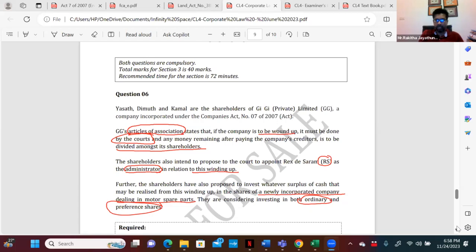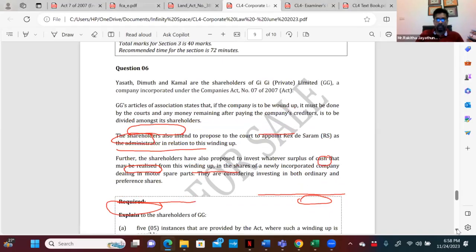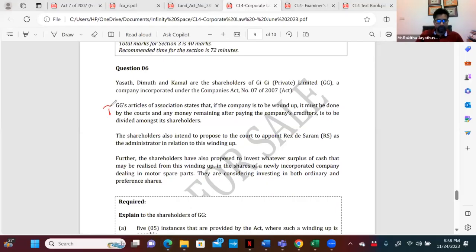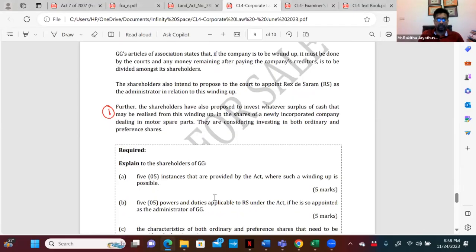Now you will see, when you read the required part, that the first question is actually based on this paragraph. 5 instances that are provided by the Act where such a winding up is possible. What is such a winding up here? That is winding up by court.